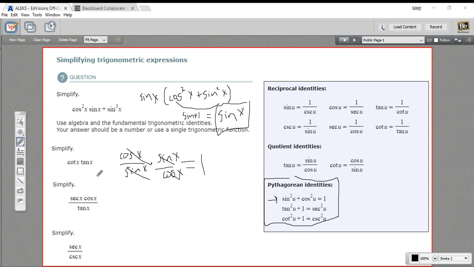And maybe you could have seen that right away without converting to sine and cosine, because you know the cotangent and the tangent are reciprocals of each other. And if you multiply reciprocals, you get the number 1. All right, let's try a slightly harder one.